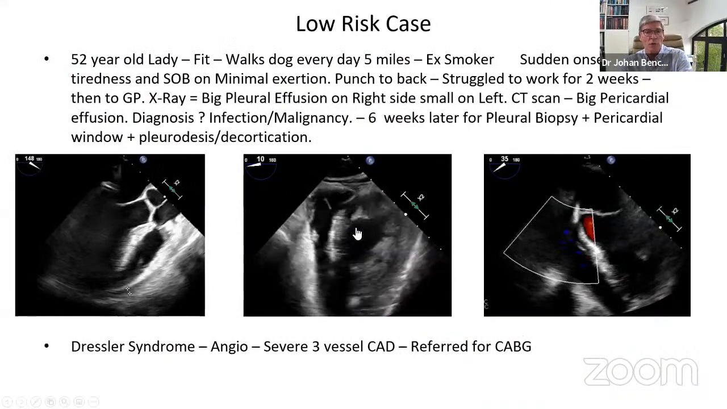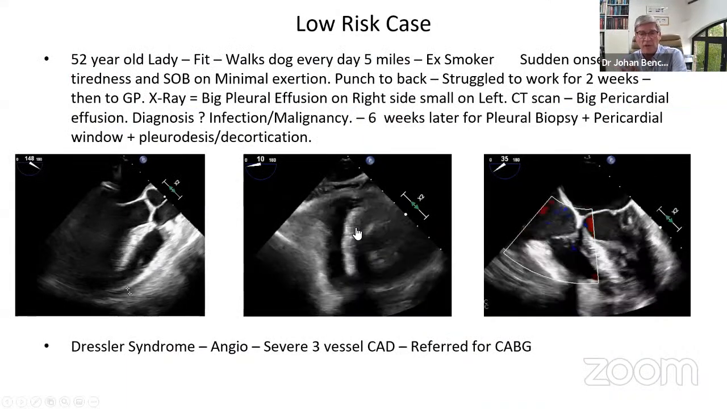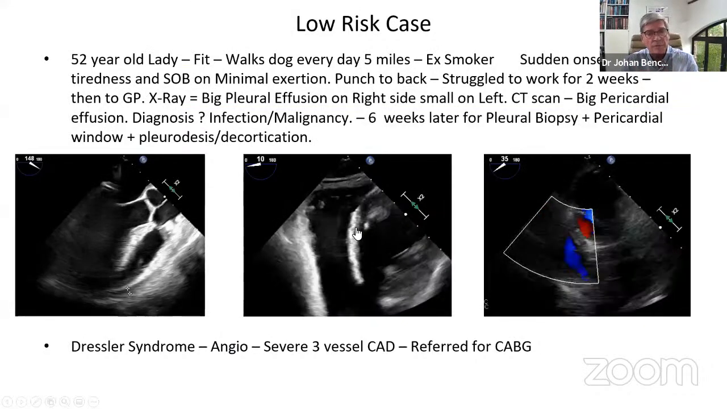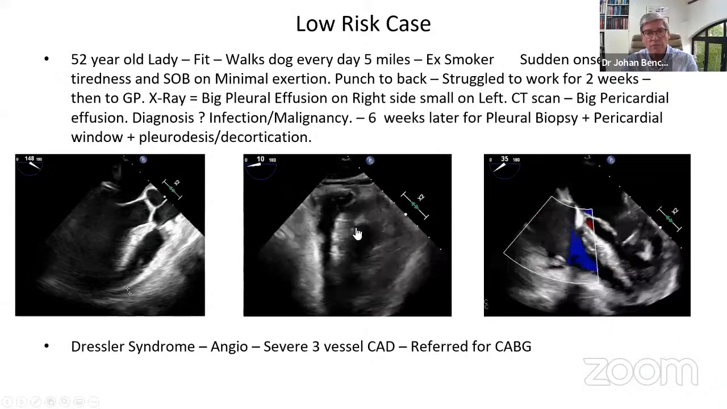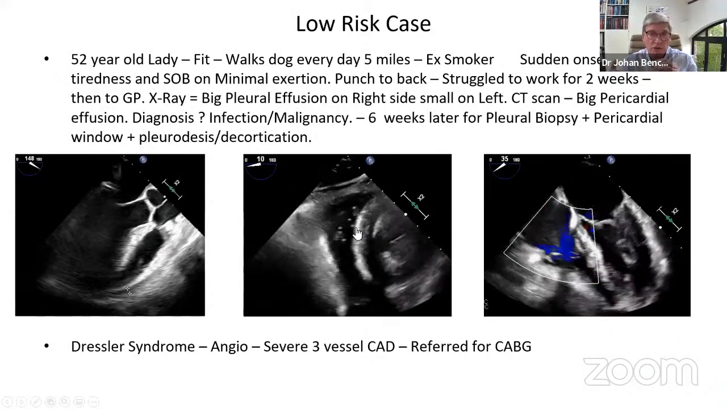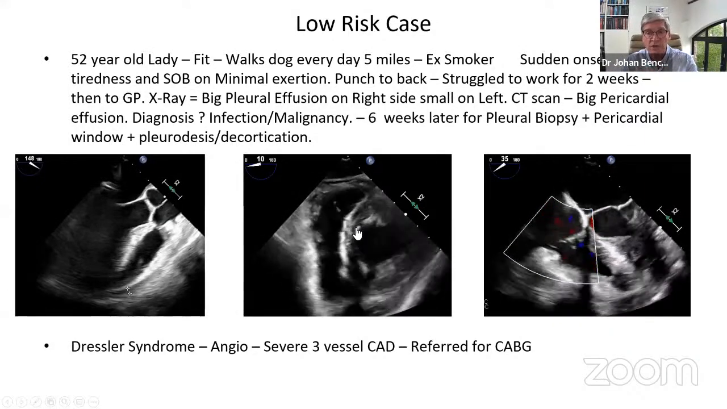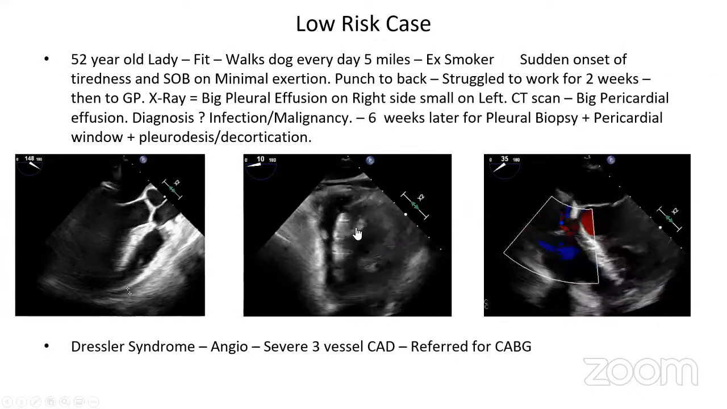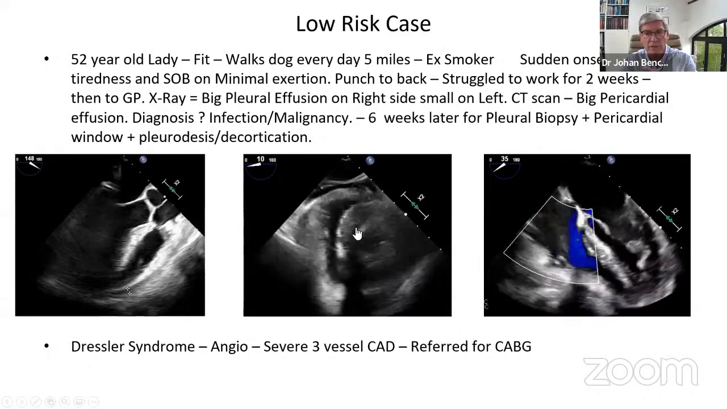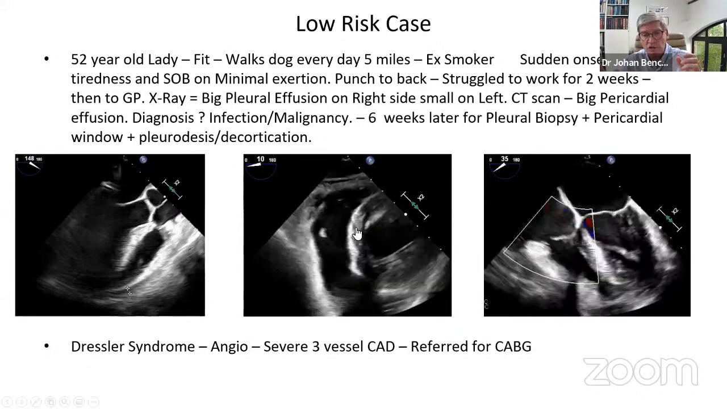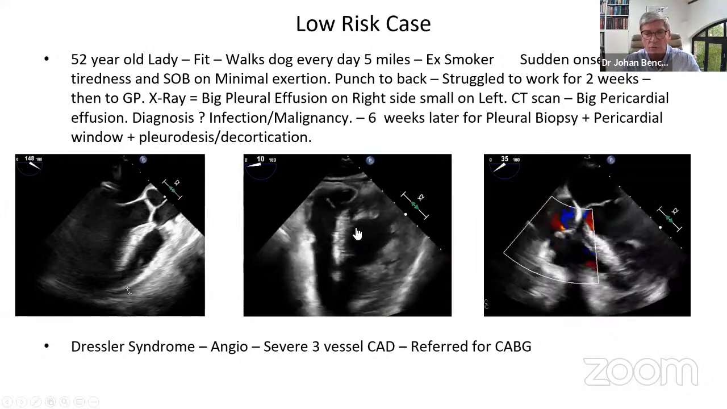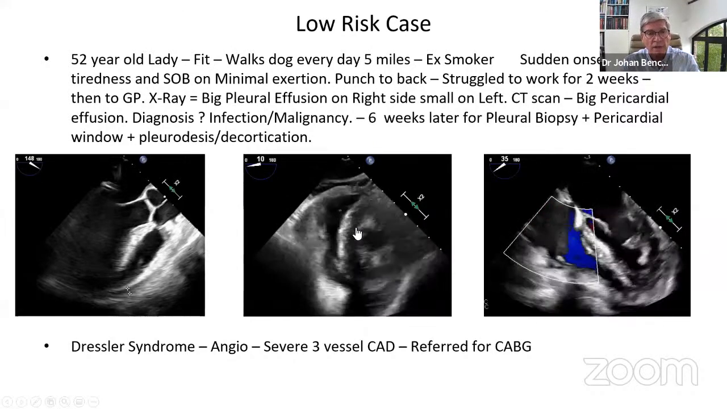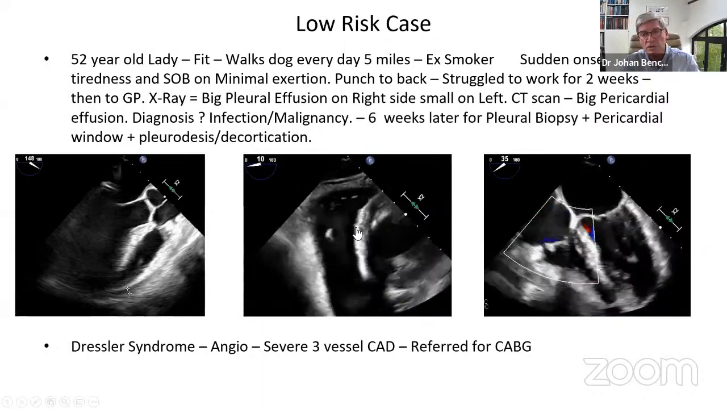Just to start off with a typical patient that I had a couple of weeks ago: a 52-year-old lady, fit. She walks her dog 5 miles. She is an ex-smoker, which is a small risk factor, and she had a sudden onset of tiredness and shortness of breath. She felt like she had been punched in the back. She struggled on for about 2 weeks, but she couldn't cope with her work. Then she went to a GP who took an X-ray, and she had a big pleural effusion on the right and a small one on the left.